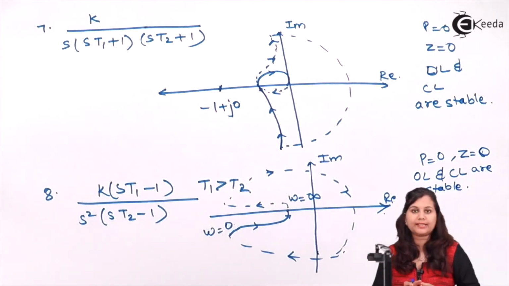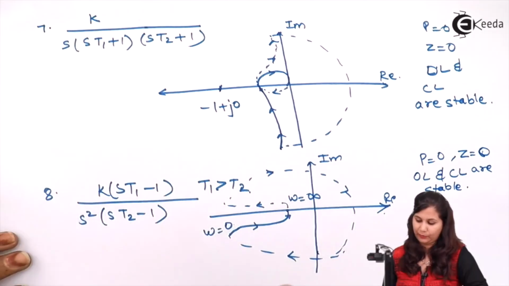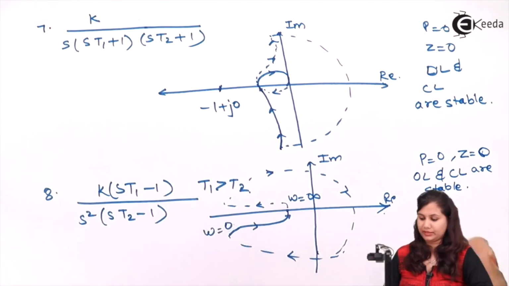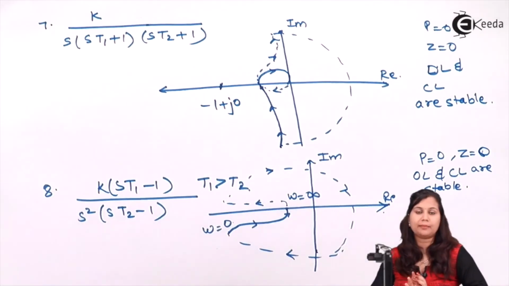Okay. So these are the 8 transfer functions for which we have seen their Nyquist plots, and we have seen what the stability is for these systems. So in this video, we have studied the Nyquist plot and how Nyquist plots can be used to find out the stability of the system.